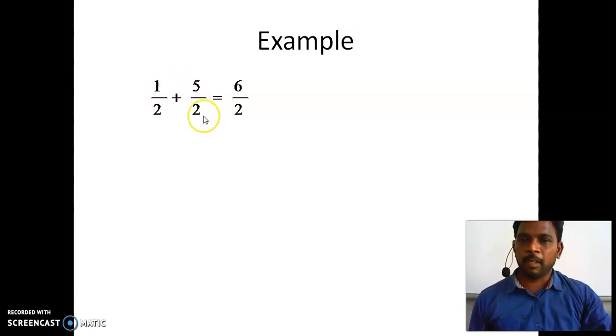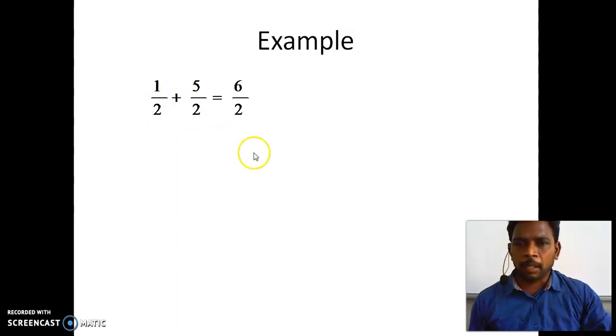So 1 by 2 plus 5 by 2, the result is 6 by 2. What is 6 by 2 now? Is it a rational number or not? Yes, a rational number only, because 6 is an integer, 2 is also an integer. Therefore, the form of 6 by 2 is nothing but a rational number. So if we add two rational numbers, the result is also a rational number. Therefore, addition satisfies the closure property. So that is the conclusion.